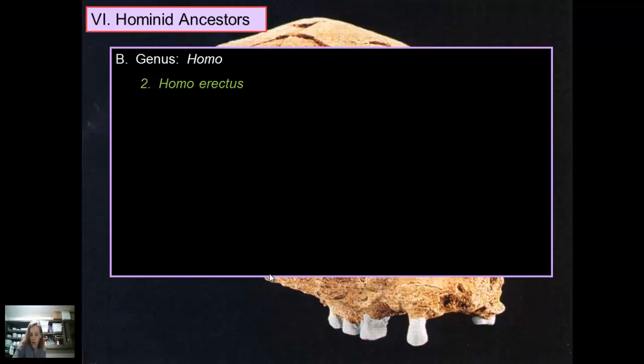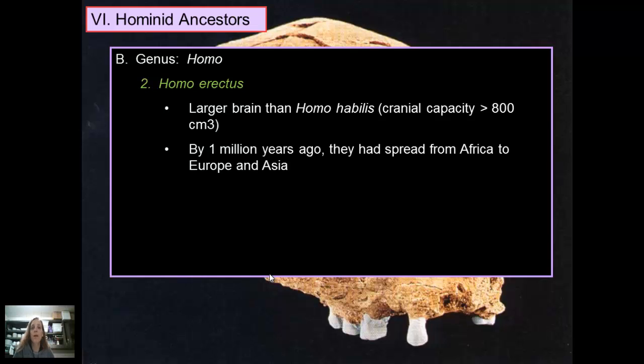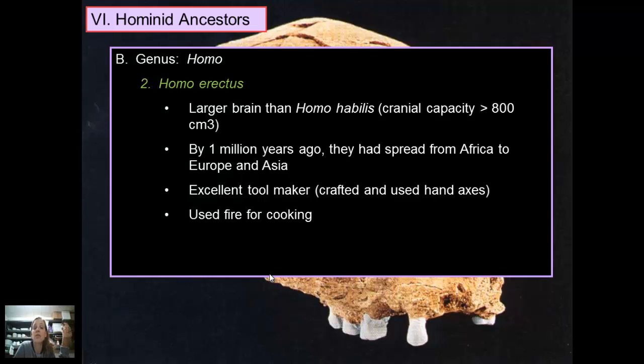All right, Homo erectus, larger brain than Homo habilis. We can see evolution occurring. By about 1 million years ago, the genus Homo had spread from Africa to Europe and Asia, and Homo erectus is the first evidence that we have of this movement. They were excellent tool makers. They crafted and used hand axes. They used fire for cooking.